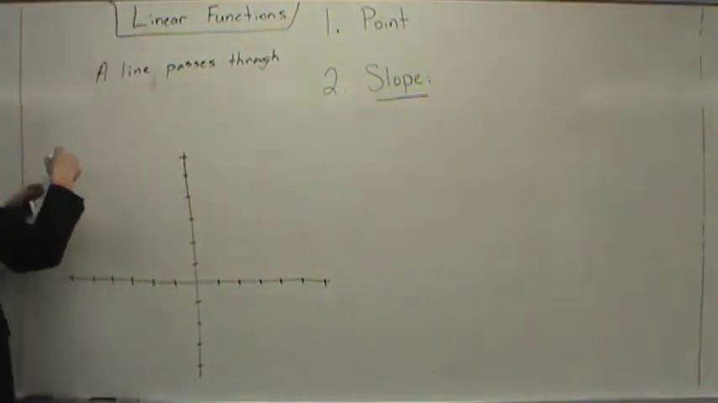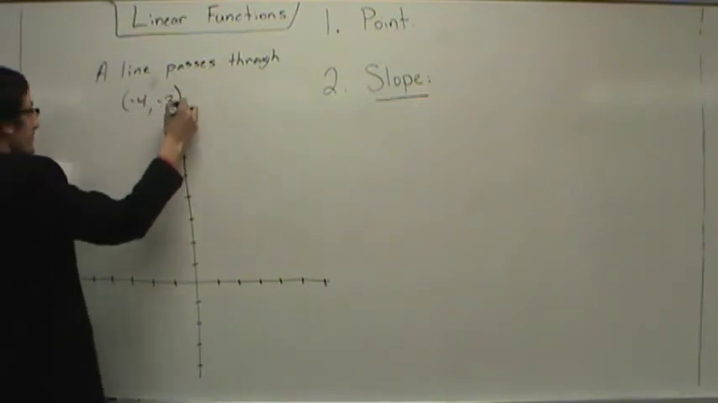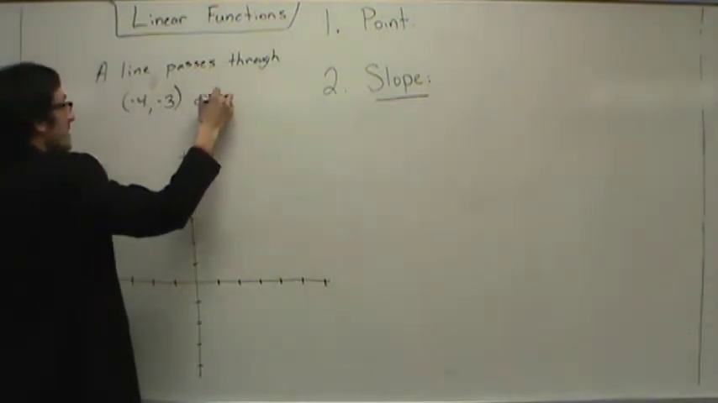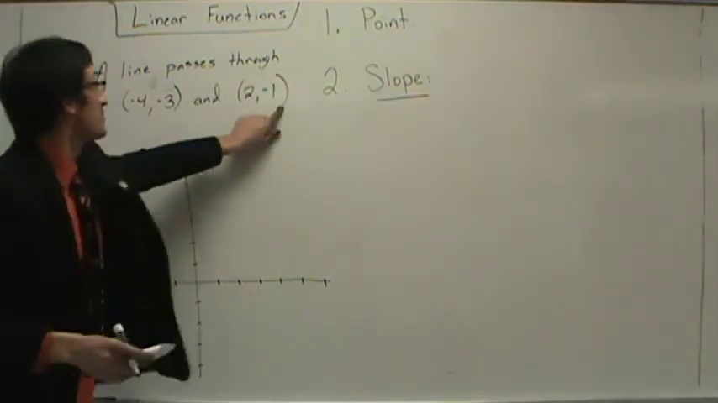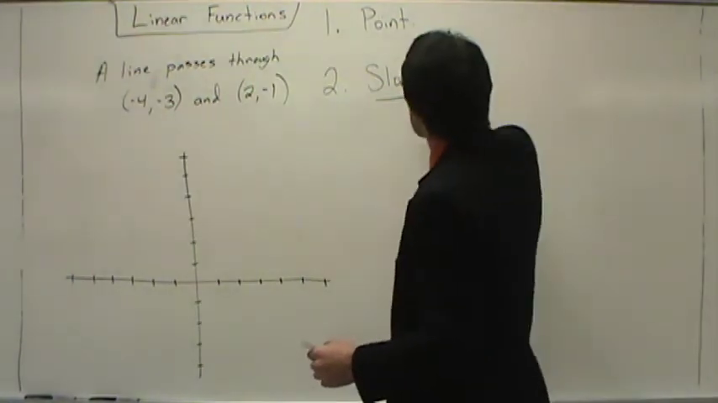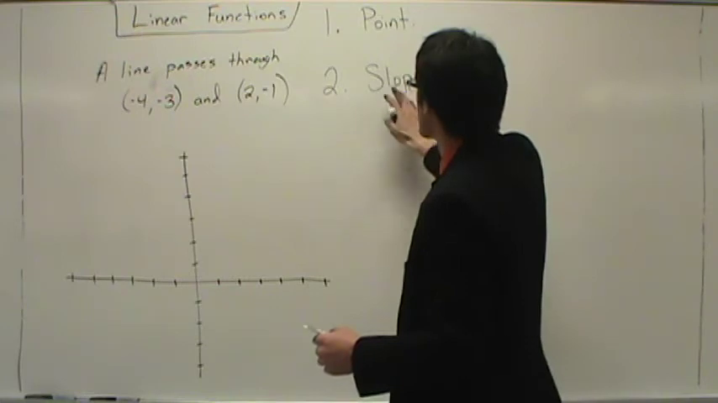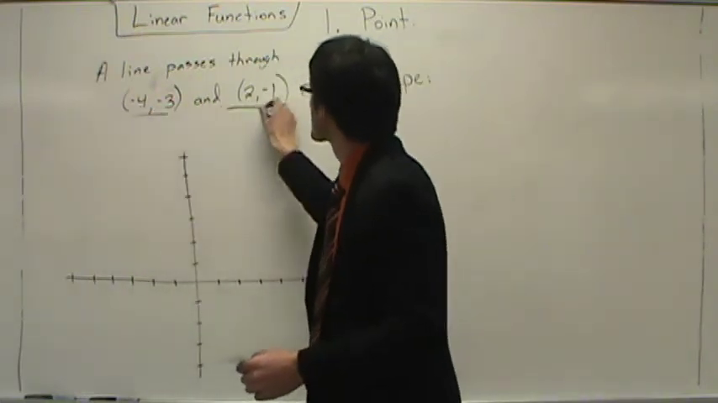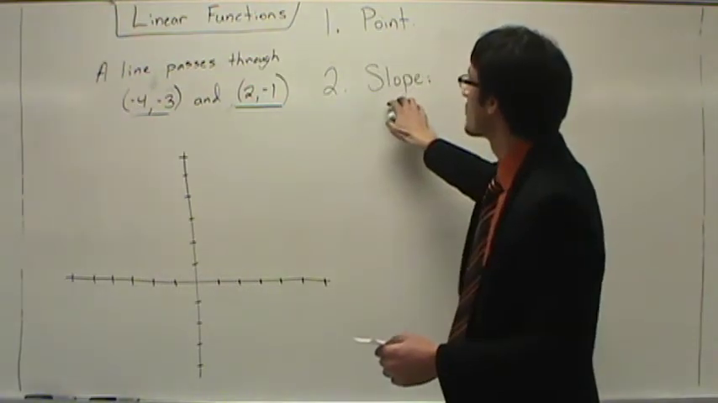A line passes through negative 4, negative 3, and 2, negative 1. Okay, so a line passes through these two points. You guys have to, again, find two pieces of information. And what two pieces of information is that? That would be a point and a slope. What do they give us here? They give us a surplus of points, okay? But what did they not give us? They did not give us a slope. So we have to find the slope.